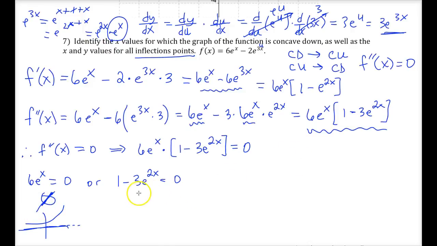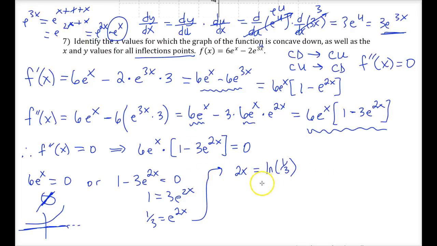The second part, or second equation, we'll just add 3e raised to the 2x to both sides. Oops, let's get that fixed there. e raised to the 2x, divide both sides by 3. And you see from here, we could either take the natural log of both sides, or we can do the direct translation. I'm going to do the direct translation for this one. And so that would be 2x is equal to natural log of 1/3.